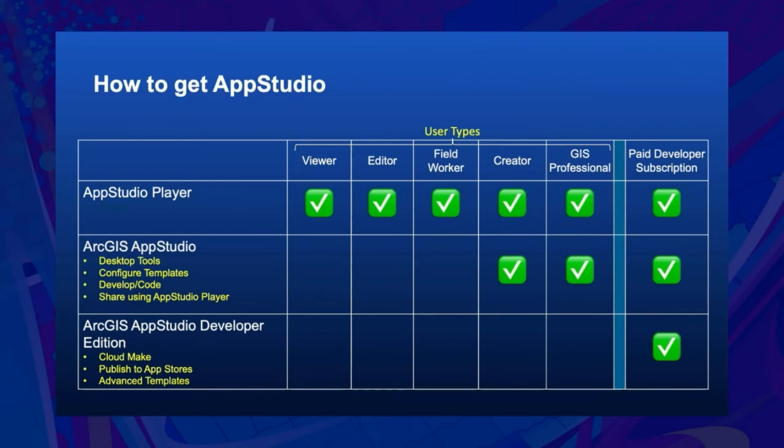And then if you're a creator or JS professional, you can actually get access to all the tools with App Studio. You get App Studio Desktop. You can configure your own template. You can write custom code, and you can share those with others using AppStudio Player. And then if you want to publish apps to the App Store, if you want to use the CloudMake service or some of our advanced templates, well, that requires an ArcGIS App Studio Developer Edition license, which comes with a paid developer subscription. So any of the developer subscriptions, builder level and above, have this App Studio Developer Edition license.